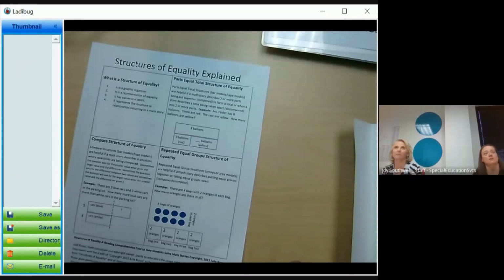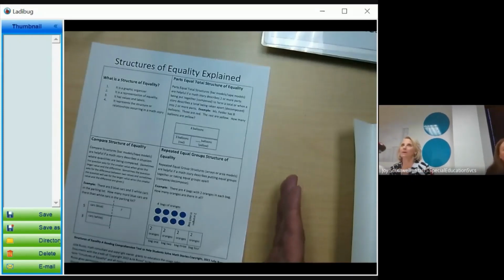If you want to go ahead and click, it's at the bottom of the agenda. So I'm so excited to be here. Thank you for taking the time to go over some of this stuff with me. This document that is here in front of you is called Structures of Equality Explained, and it's a one-pager that explains my 20 years of work with math word problems, and it's very concise.